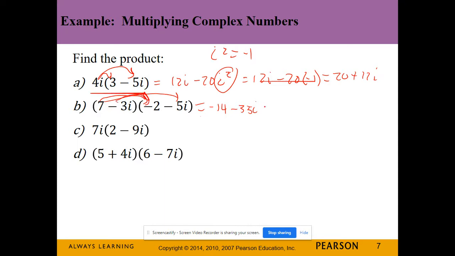Negative 3i times negative 2 is plus 6i. Negative 3i times negative 5i is plus 15i squared. So that positive 15i squared, well, the i squared will turn into negative 1, so that'll actually be negative 15. Negative 15 plus negative 14 is negative 29. Negative 35i plus 6i, then minus 29i.